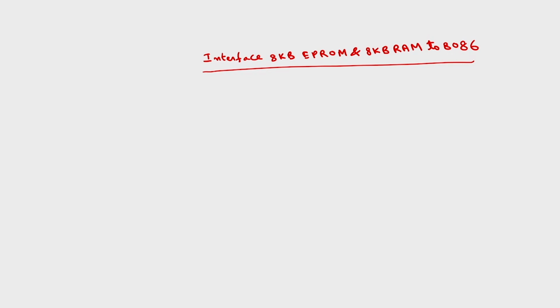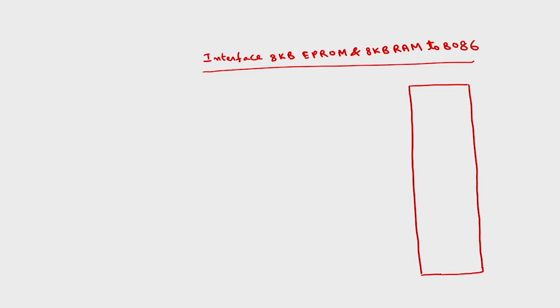In the last class we discussed the address map of this 8K EPROM and 8K RAM. We assumed that out of this 1 megabyte, I want to interface this EPROM in the last 8 kilobytes of the locations. So the ending address will be FFFFFH. For 8K we have to subtract 1FFF.